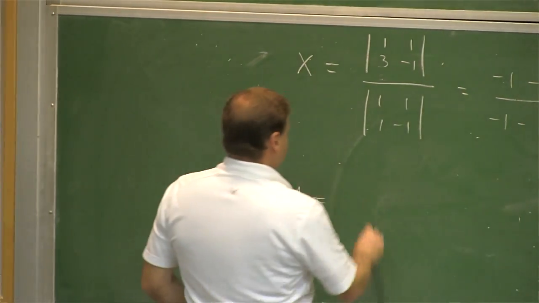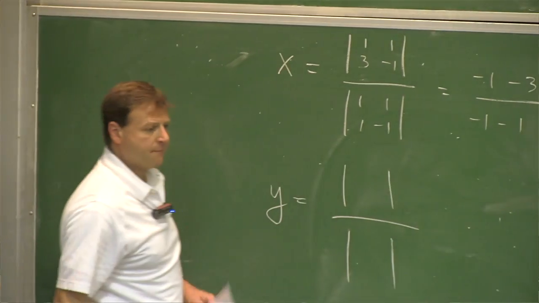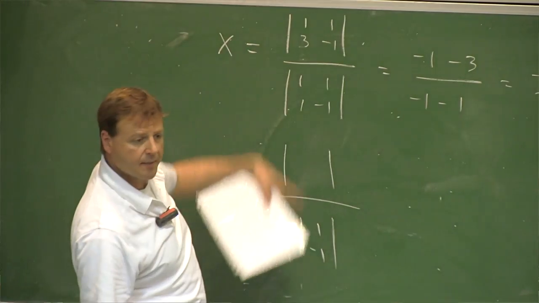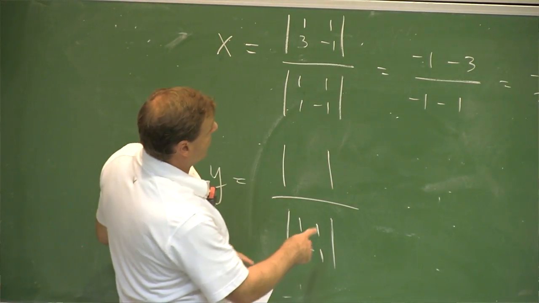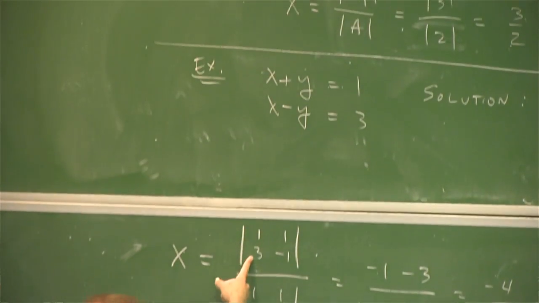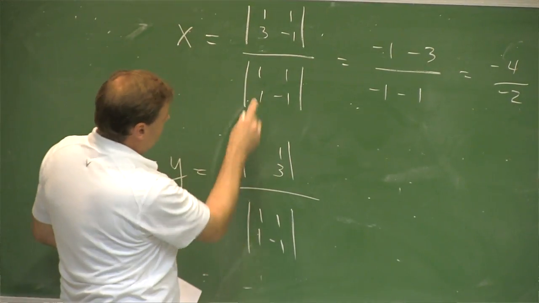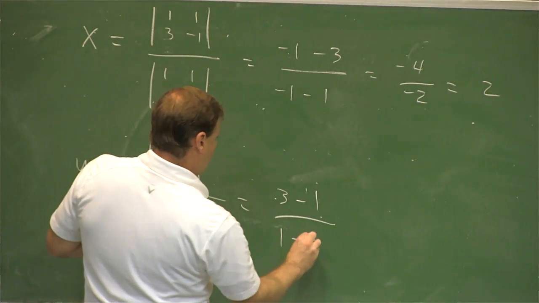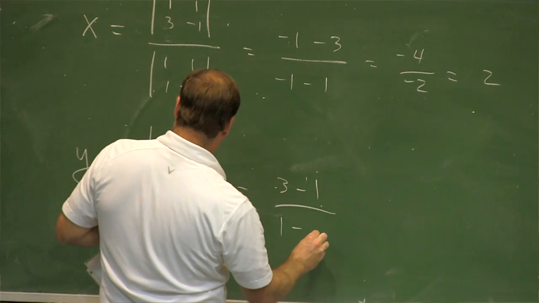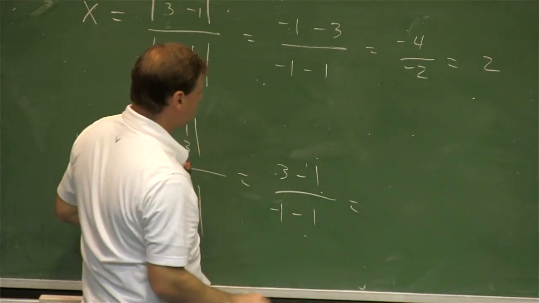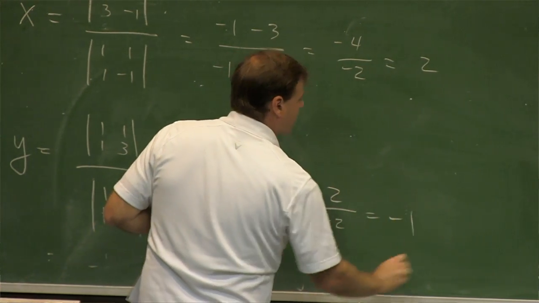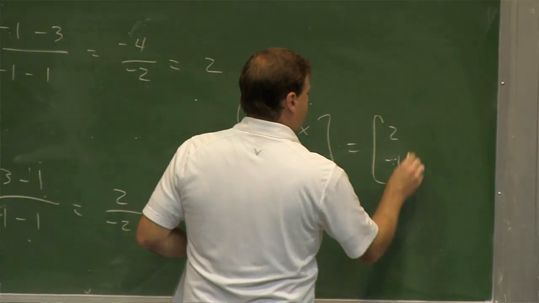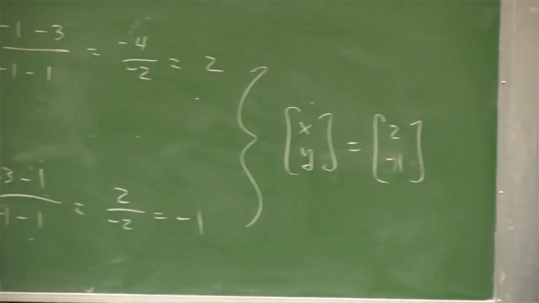And then y is going to be a determinant over a determinant. The bottom determinant is going to be the same, because it's just the coefficients. See, that's always the same. What changes now is I take the 1, 3, and instead of putting it in the first column, I'm going to put it in the second column, and I leave the rest alone. So now that's 3 minus 1 over negative 1 minus 1. So that's 2 over negative 2, which is negative 1. So there's our solution.